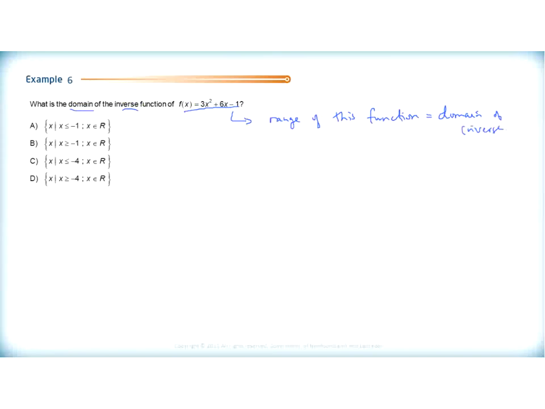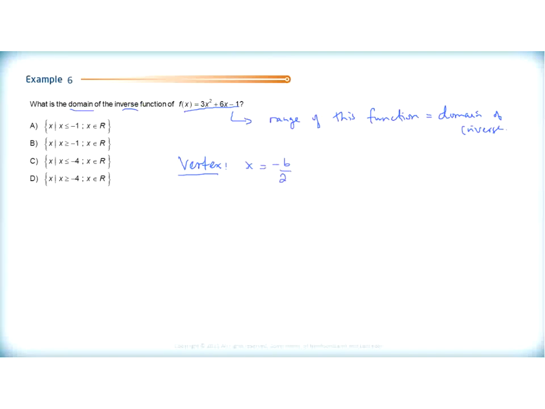Let's find the range of the original function here. It's a parabola. f(x) = 3x² + 6x - 1. I know it's a parabola that opens upwards. All I really need is the vertex of this parabola to be able to do this. Let's find the vertex of the parabola. You may need to recall work from level 2 to do this.